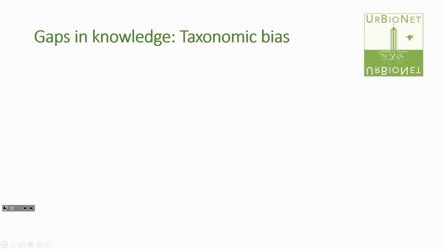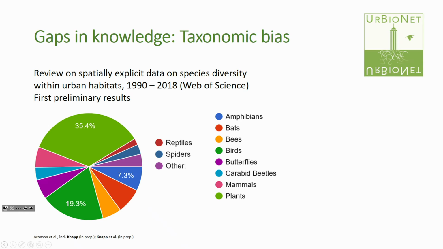I already mentioned some of them, which you notice: there is a strong taxonomic bias. Mainly birds and plants have been investigated, and within Urbionet we try to quantify this. So we again went through the literature and had a look at studies that investigated species diversity within urban habitats. These are preliminary results, so we have several hundreds and thousands of papers we all need to go through. Not all of them are included yet, but most of them.